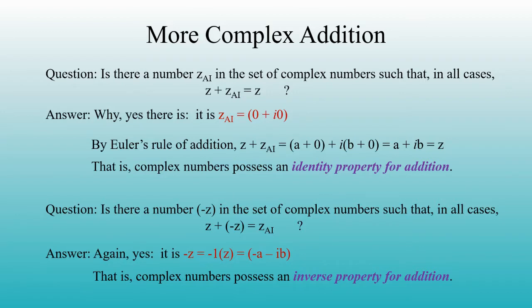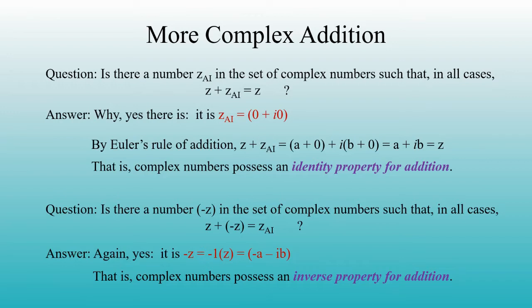Up next, is there an identity property for complex addition? That is, in the set of complex numbers, is there a number z sub ai, for additive identity, such that any number z plus z sub ai equals z itself? And the answer is, sure, of course. It's 0. Thus, complex numbers possess an identity property for addition.